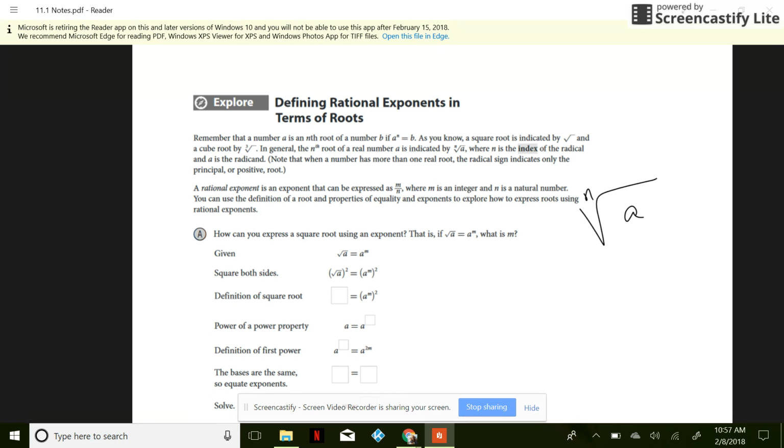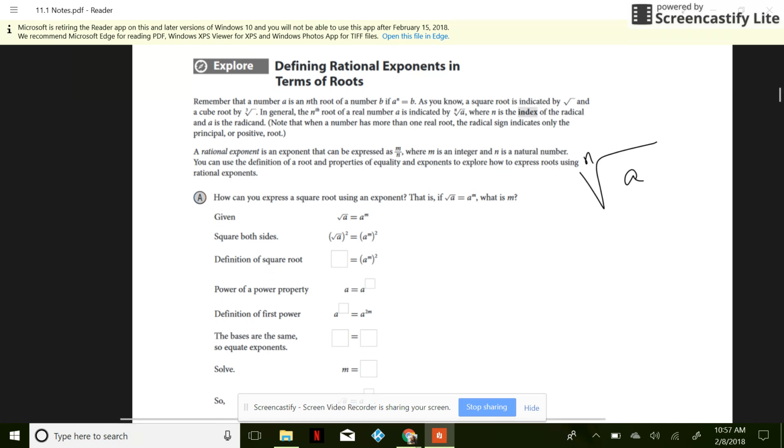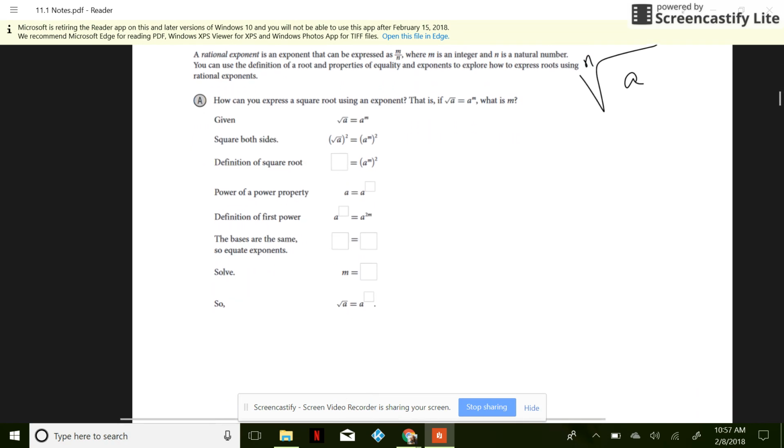A rational exponent is an exponent that can be expressed as m over n, where m is an integer and n is a natural number. We can use the definition of a root and properties of equality in exponents to explore how to express roots using rational exponents. Essentially, we're taking a root and writing it as a power, trying to figure out what that power is. So we're saying that the square root of a is equal to a to whatever m power we have.